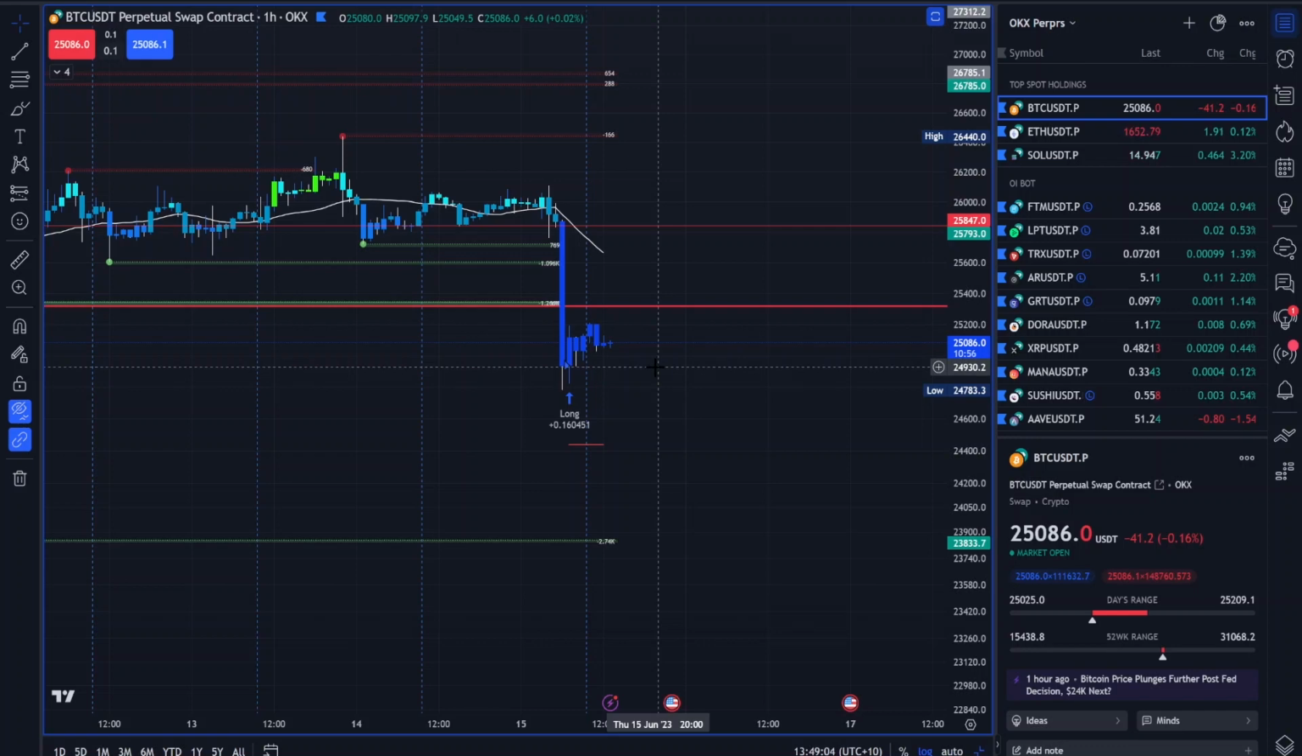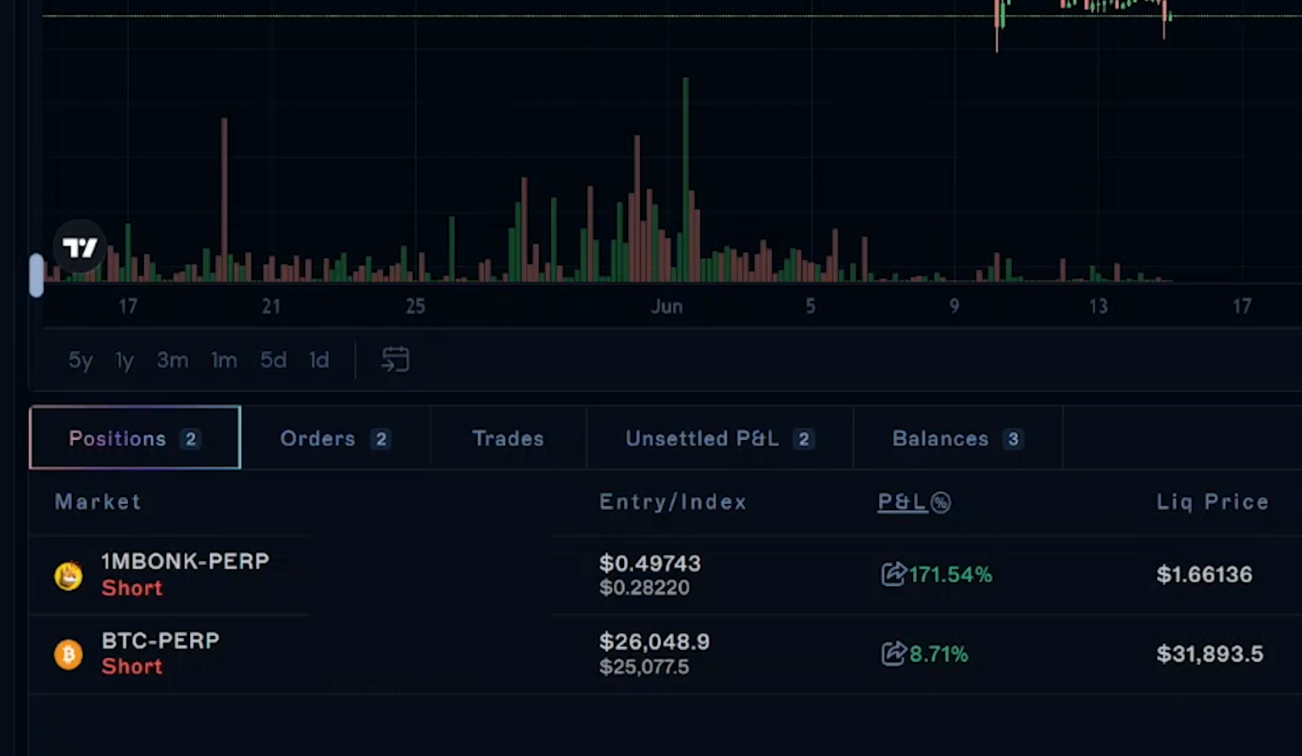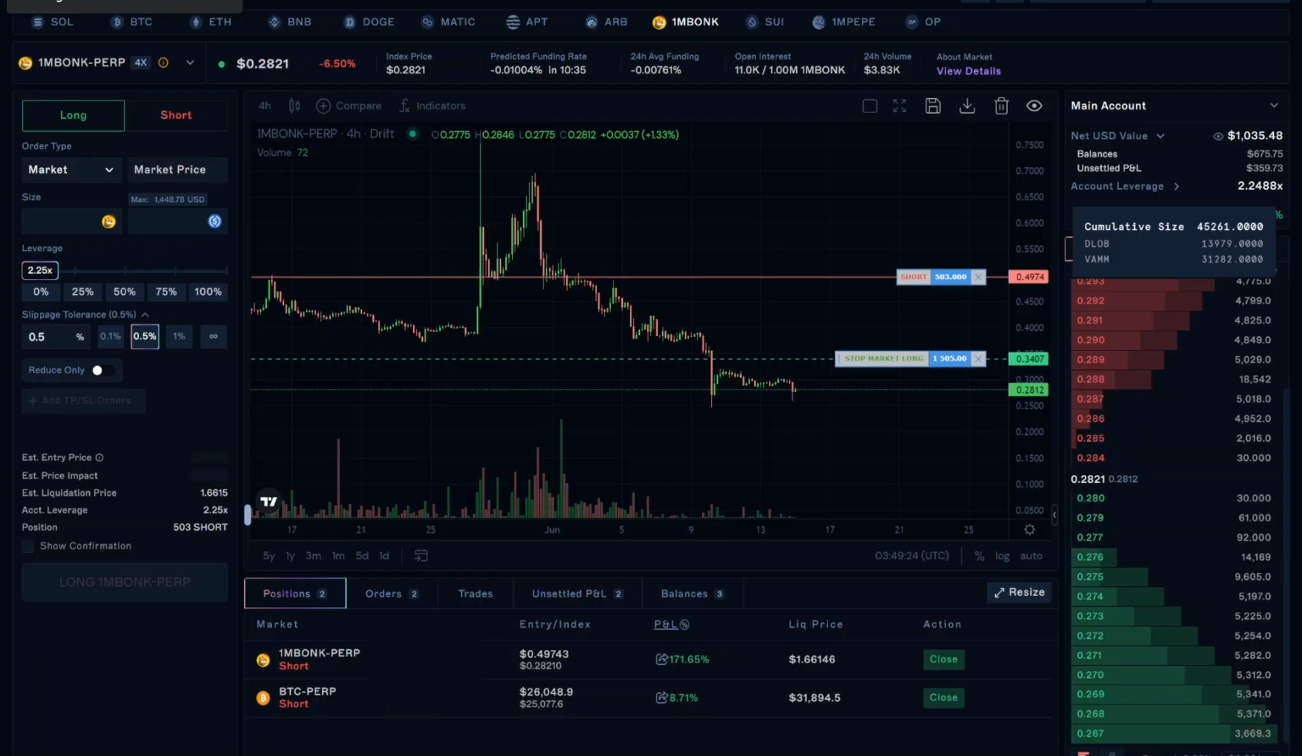I'll definitely be cutting the positions though if we get just continuation, which is a possibility that we do, but I'm happily sitting in shorts as well anyway. So either way, we'll have to see how things go.